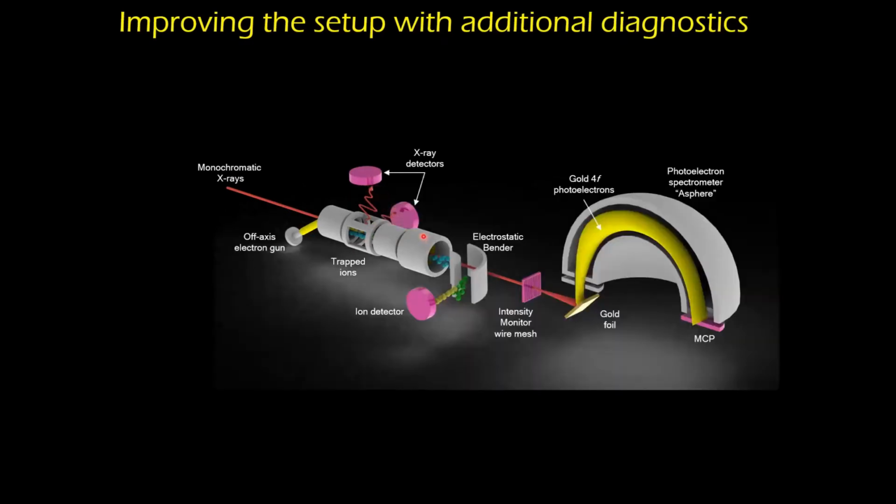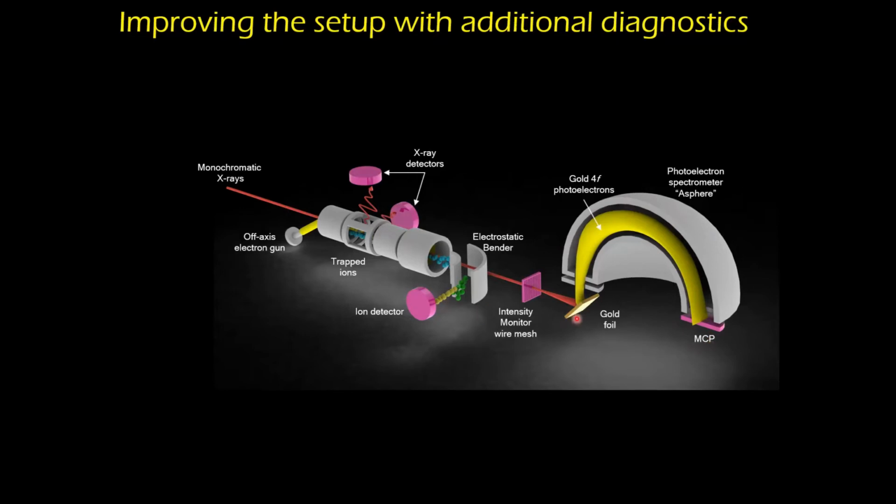With this new setup, the trapped ions are continuously monitored with this electrostatic bender and ion detector, so we can know what charge states we have in the EBIT. We can continuously monitor their intensities. Then the photon beam leaves this electrostatic bender and passes through this wire mesh, where we also continuously monitor the intensity of incoming X-rays. Those X-rays then impinge on the gold foil and emit 4F photoelectrons, which are analyzed by this photoelectron spectrometer in this hemisphere and detected by an MCP.